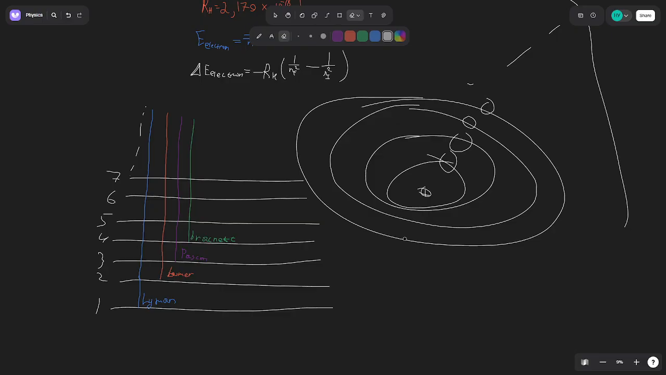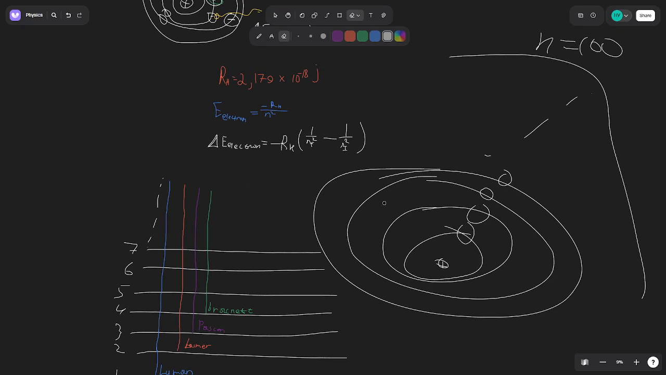And the last thing you need to know is that every element has a unique emission spectrum. And this is all you need to know about the basics of atomic physics and especially about Bohr's model.